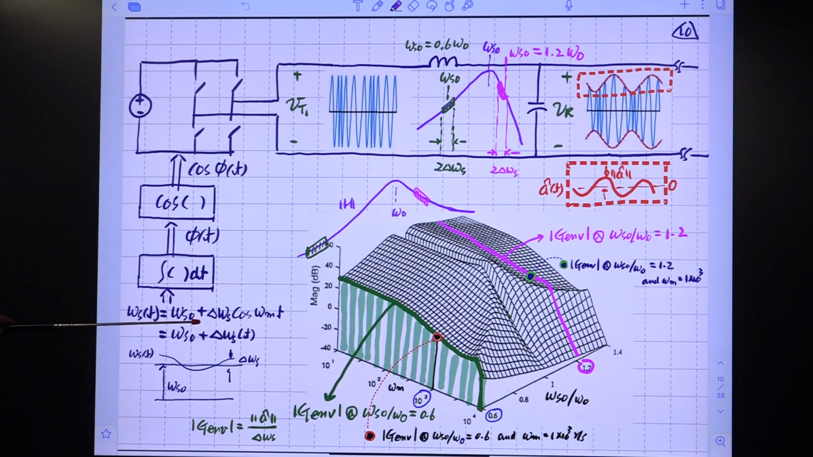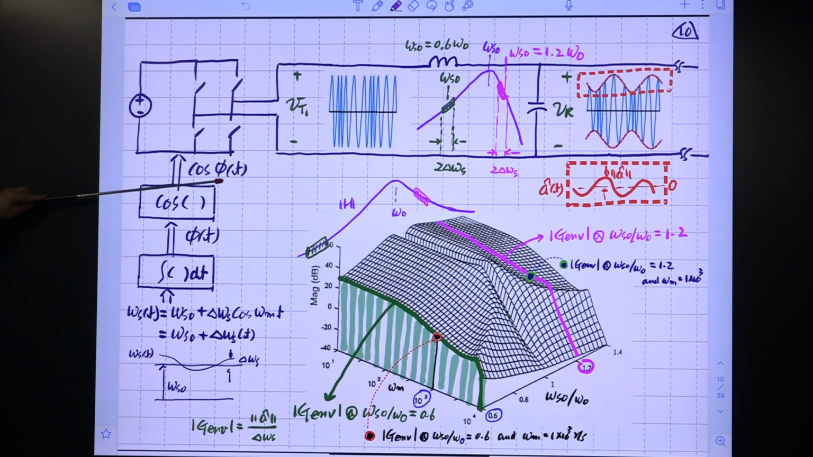Omega s(t) is omega s0 times some time varying component, and this omega s0 defines the unmodulated switching frequency. The switching frequency is modulated by this sinusoidal wave. This is the magnitude of variation, and this is the frequency of modulation. So this switching frequency is changing, and the speed of the changing is set by this omega m. And it goes into the integrator. It becomes the phase.